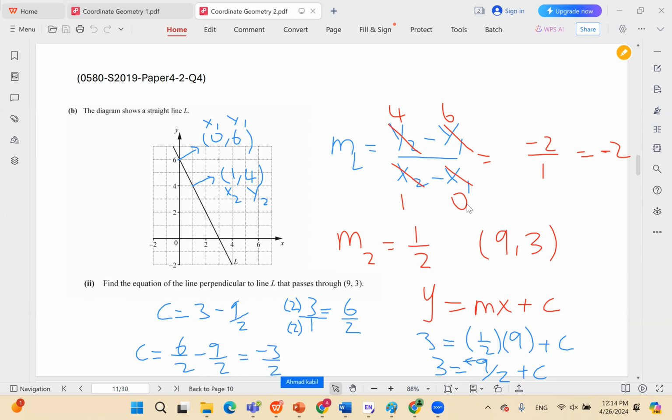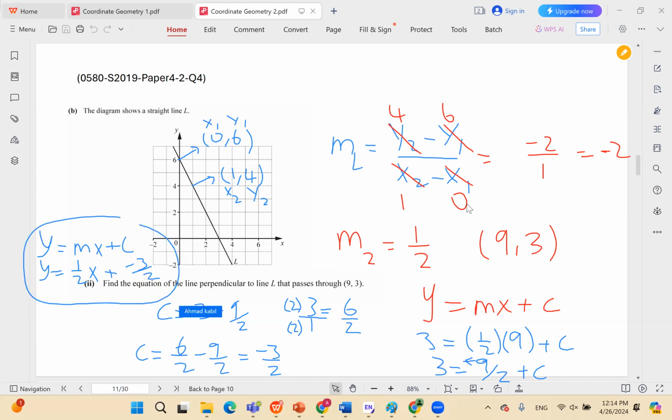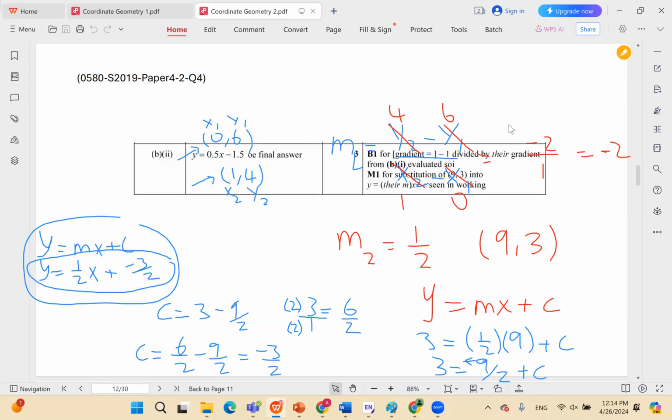Now that we have the m and the c, you can write down the equation as y equals mx plus c, which is y equals half x plus -3 over 2. This is our final answer. This in particular is our final answer. Let's check the marking scheme. So half x minus 1.5 is exactly the same as what we wrote. It's just written in decimals instead of fractions, but of course both answers are correct.